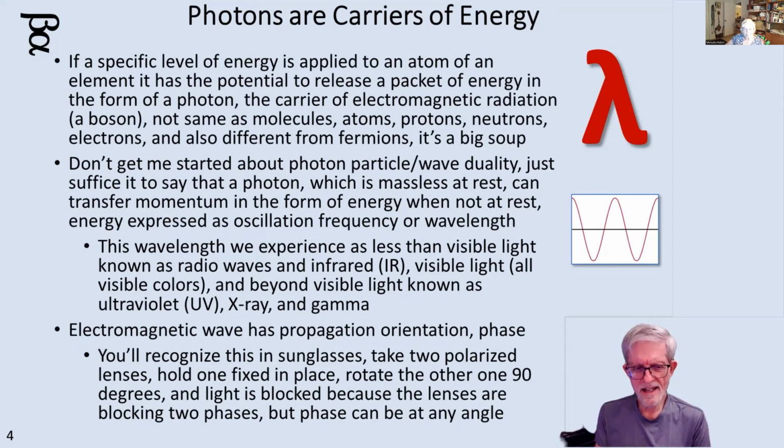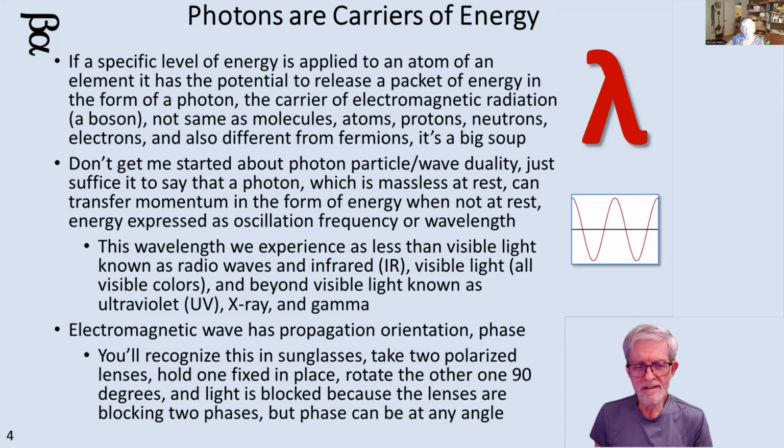Just suffice it to say that a photon, when it's at rest, if it's ever at rest, is massless, doesn't have any mass. And when it's moving about, it can transfer its energy as momentum to other things. And the level of energy it has is expressed as a wave, as an oscillation or frequency wave.